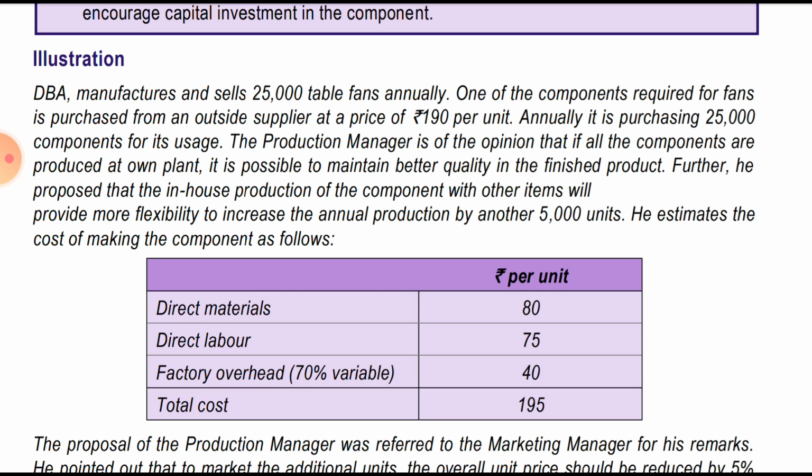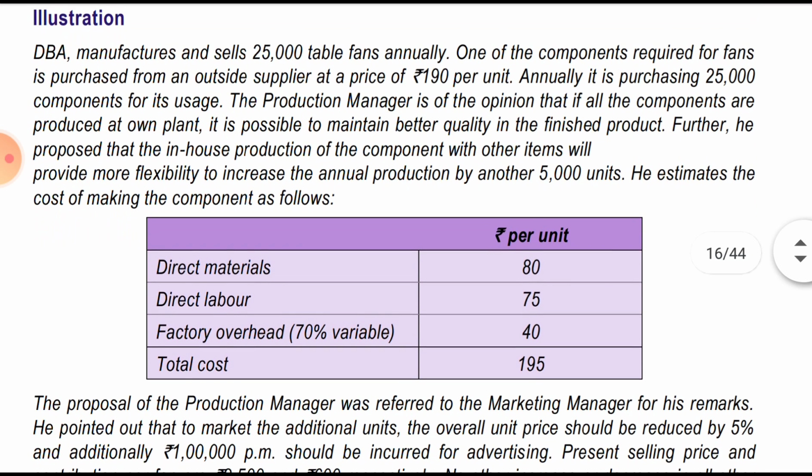The production manager is of the opinion that if all the components are produced on its own, it is possible to maintain better quality of the finished product. So what the production manager is contending is, if we produce on our own the product which we buy from outside, it will be of better quality, and it is possible to maintain better quality of the finished goods.